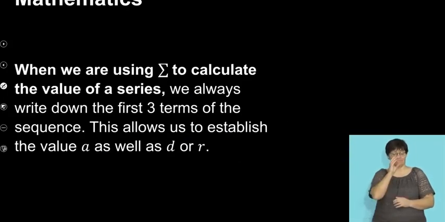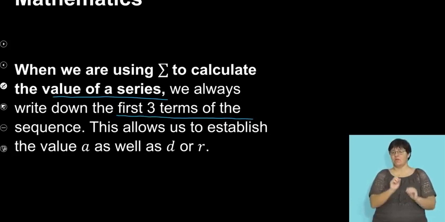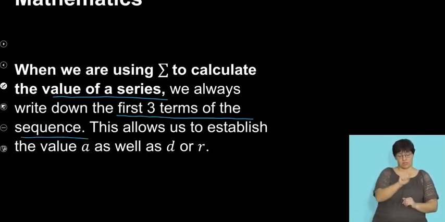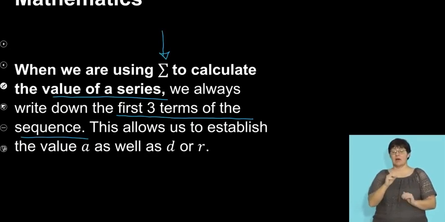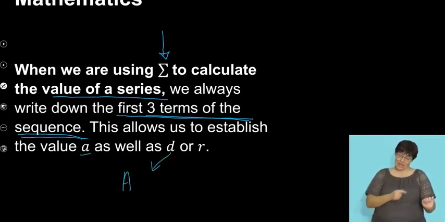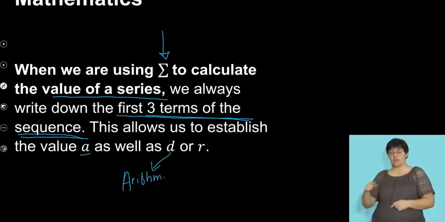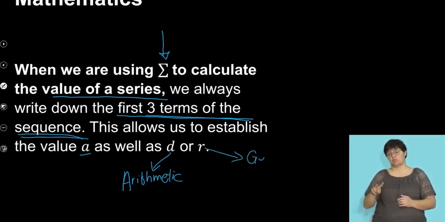So just a reminder, everybody, that when we are using sigma to calculate the value of a series, please remember to always write down the first 3 terms of the sequence. We know that sigma means that we are going to be doing a series, but we are going to write down the first 3 terms of the sequence. This is going to allow us to establish the value of a as well as d if it is an arithmetic series. And we will establish the value of r with the first 3 terms if it is a geometric series.